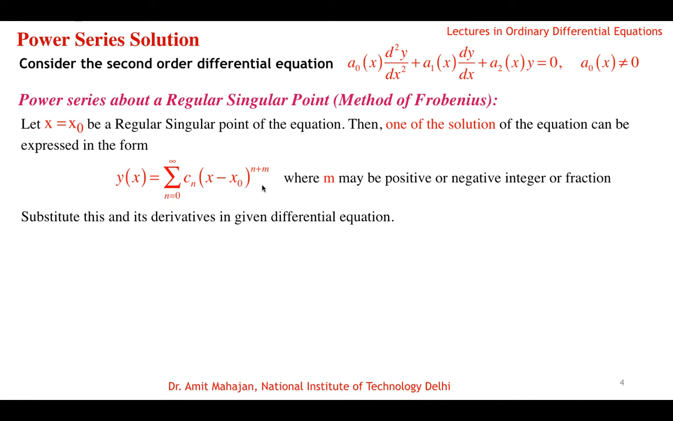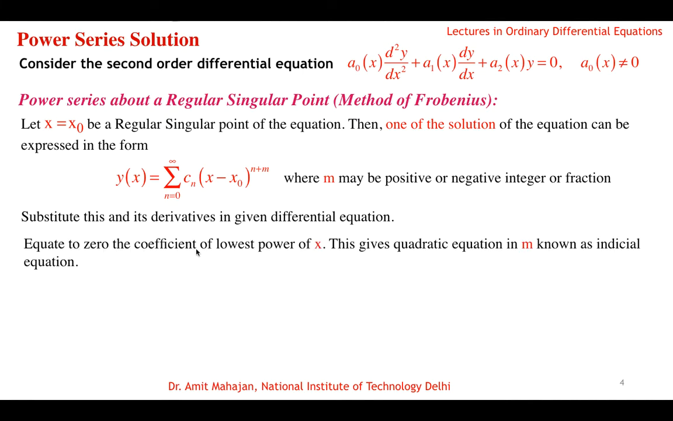Okay, so how to do that? So equate to 0 the coefficient of the lowest power of x. Okay, remember, when you substitute it here and expand it into series, then whatever is the lowest power of x, we set the coefficient of that to 0. Okay, so that will be a quadratic equation in m, and we call it an indicial equation or characteristic equation. That will be a second degree polynomial quadratic equation. So we can solve that and we can calculate m. Okay, so it will give two roots of m, two values of m.